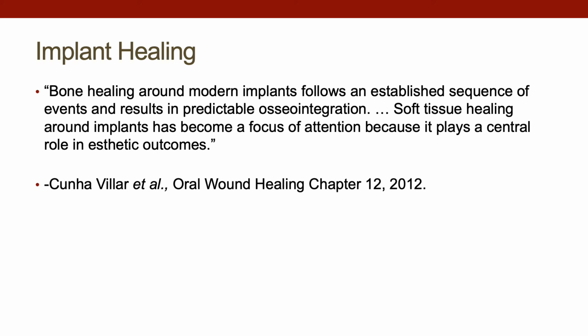And the healing around implants actually seems to be pretty well solved in terms of the bone. They've achieved good success in changing the implant materials so that the bone heals well into the implant, that's known as osseointegration. And so the soft tissue healing around implants now has become more of a focus of attention in aesthetic outcomes. And so that's where I'll leave it. And I'll just go back and recap some of the things I've talked about in this lecture now.